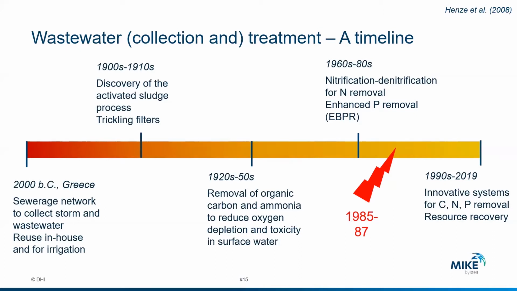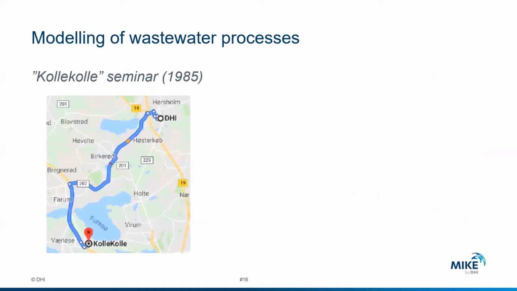It must be said that research on modeling of wastewater processes, especially biological processes, already started in the 40s with, for instance, the identification of the Monod equation, and in the 70s through research conducted in the US or in Sweden at Lund University, for instance. But mid-80s is a key date for process modeling. So why is it a key date?